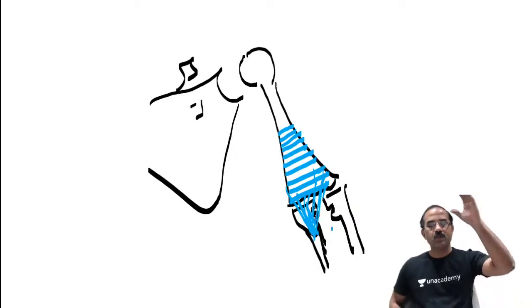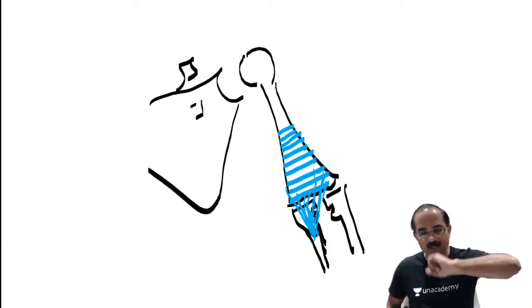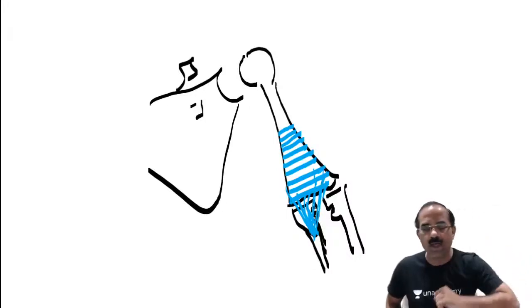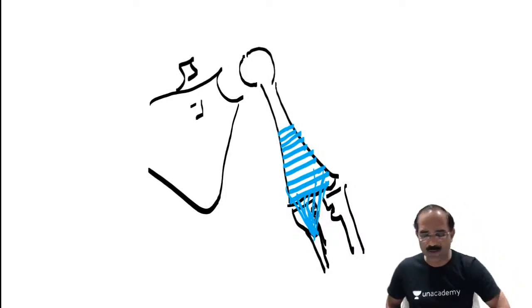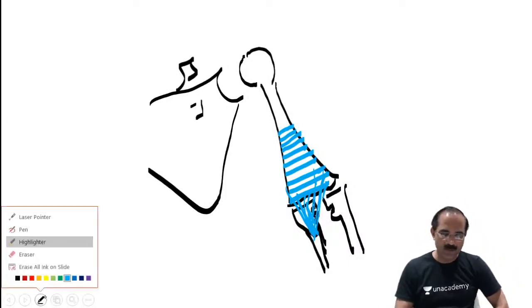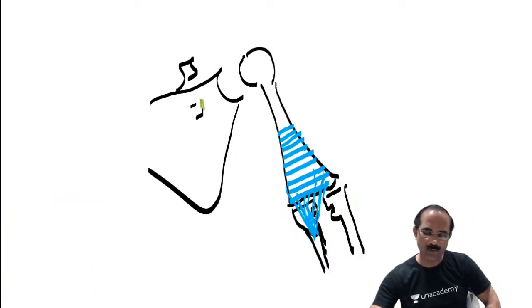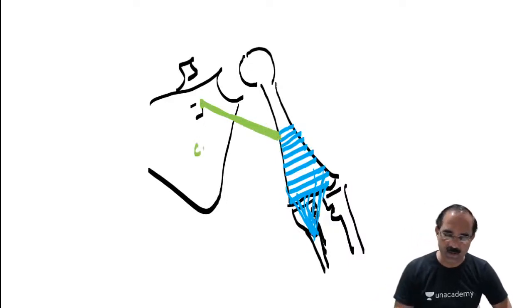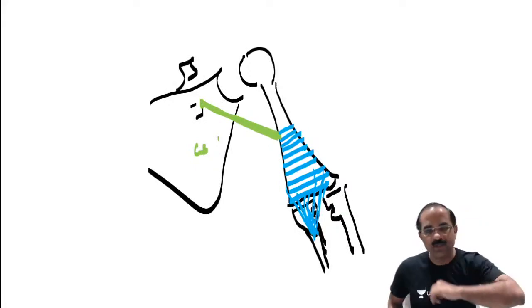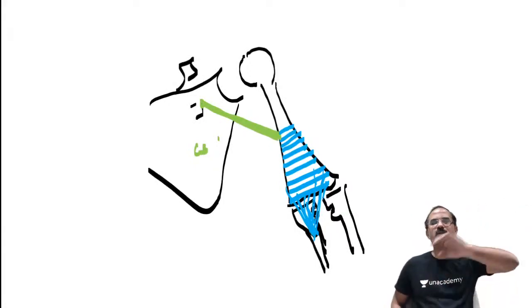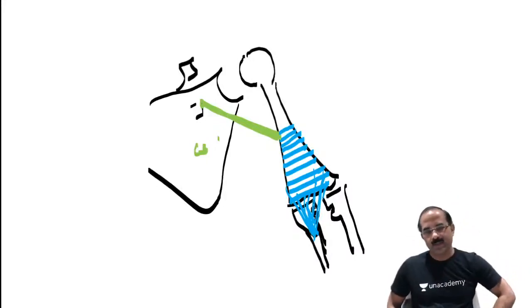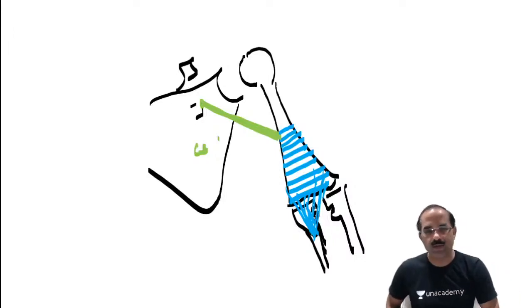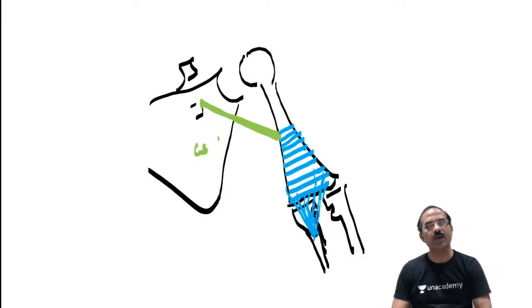So brachialis is crossing only one joint, the elbow joint. So brachialis is going to act only on the elbow joint. Now, which is this muscle? It begins from the coracoid process and gets inserted on the humerus. That's the coracobrachialis. Coracobrachialis begins from the coracoid process and inserts on the humerus. This muscle will act only on the shoulder joint. And this will act only on the elbow joint.